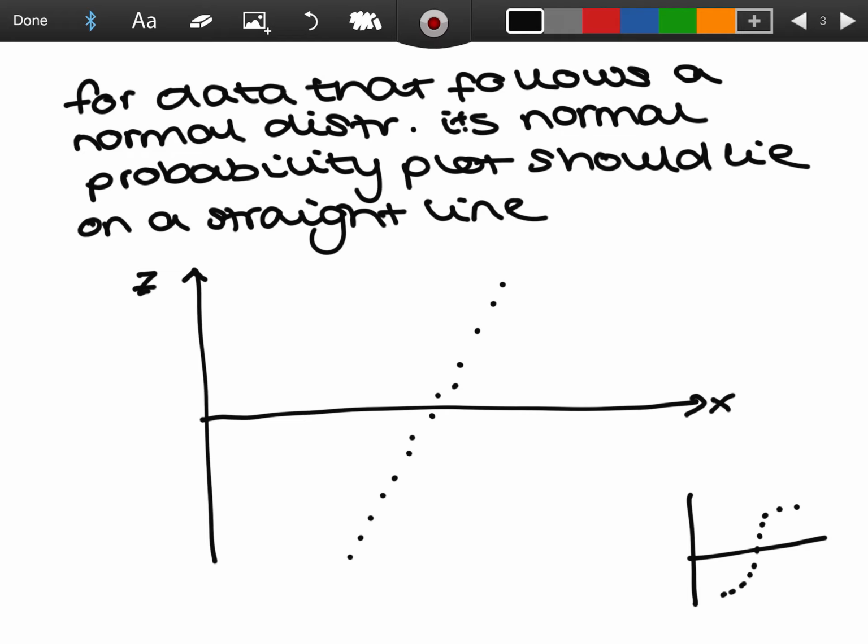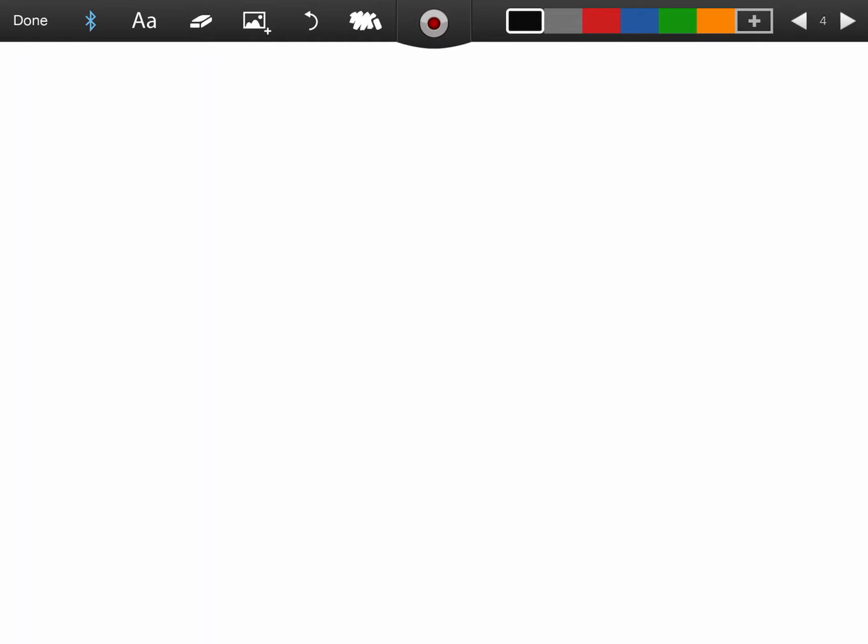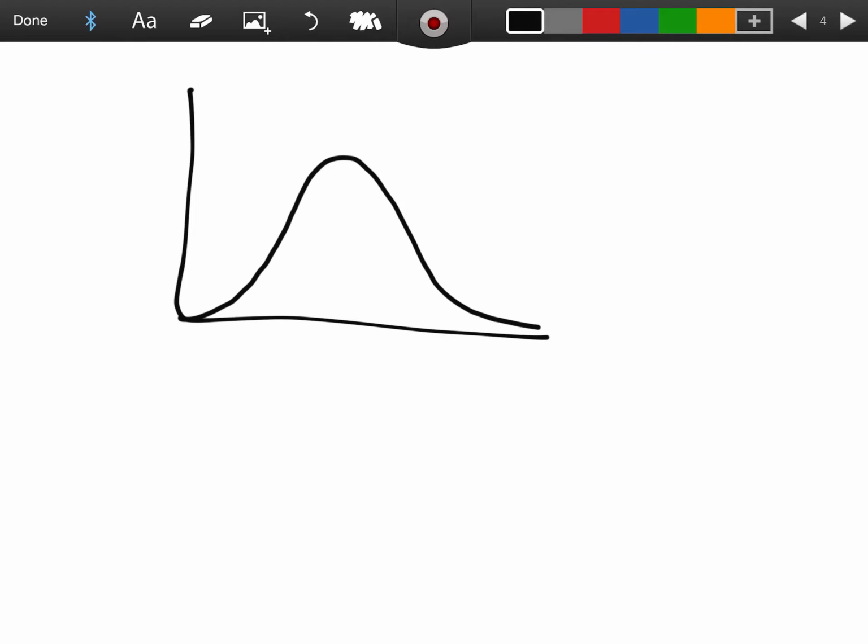Just as another heads up of something that you need to know with normal probability plots. Whenever you have outliers, so you end up with 1 or 2 data points where you have a higher frequency, or where you have 1 or 2 data points that are way off of what the others are, when you have that kind of thing happen in your normal probability plot or in your data points, it's really going to throw off the normal distribution.